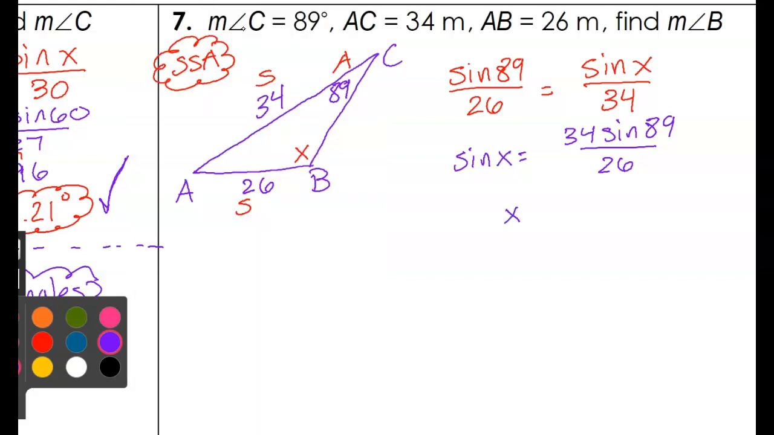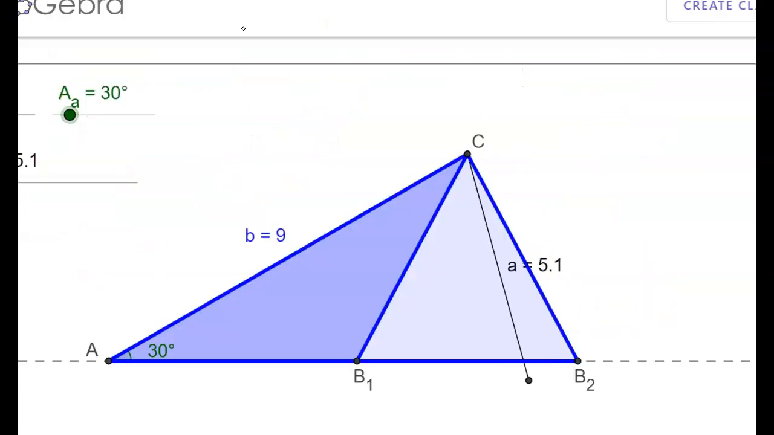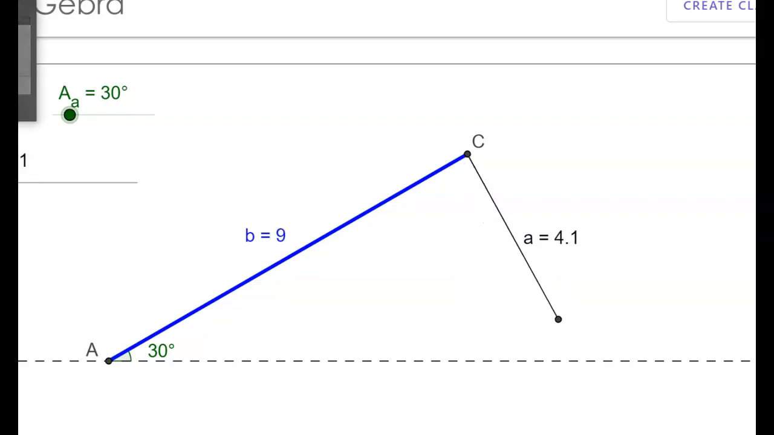What this means is, whenever it gives you an error like that, either you did something wrong, so you should go back and check this one more time. But if you get an error again, what this means is this is the case where you have no triangles. So this is that GeoGebra case here. If we change this A to be this, it represents the example we just did, where that A length there can't possibly be long enough to create a triangle. So instead we write no triangle.